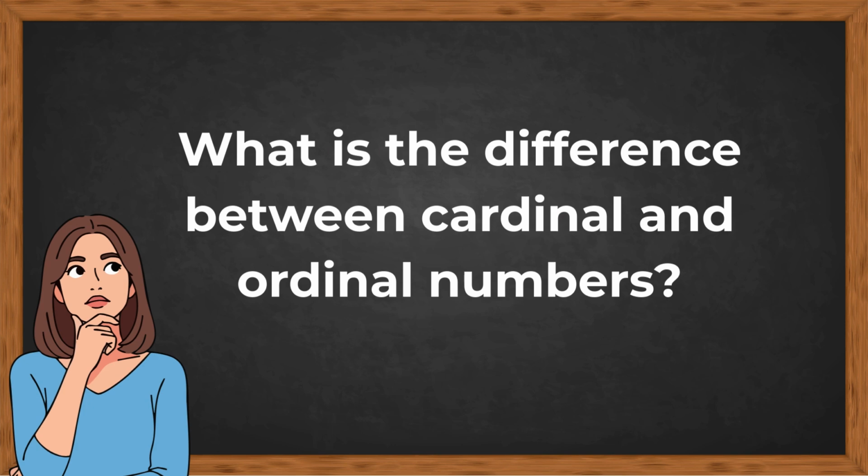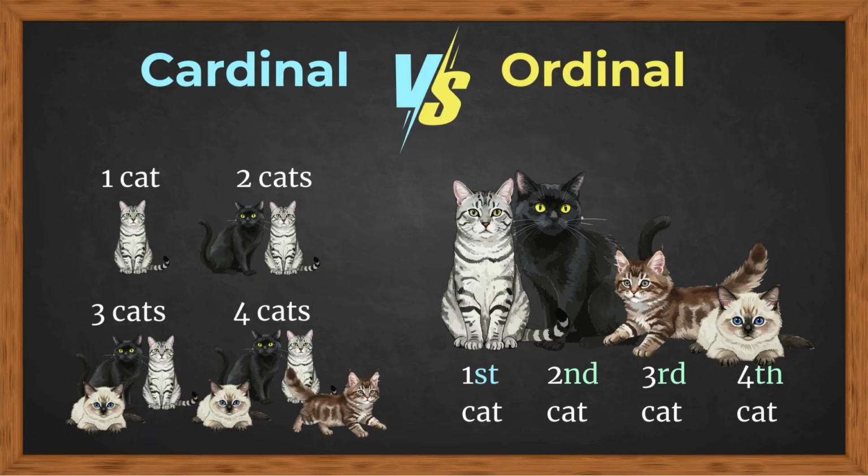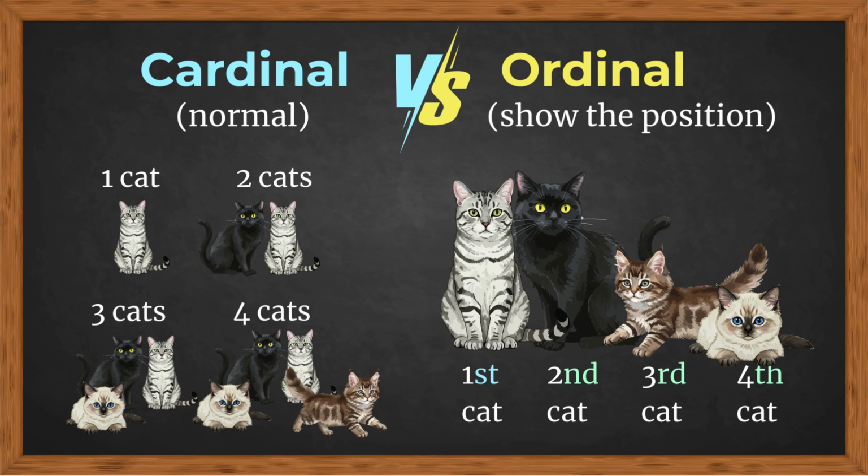But what is the difference between cardinal and ordinal numbers? Cardinal numbers are our normal numbers: 1 cat, 2 cats, 3 cats, 4 cats. Ordinal numbers show the position: 1st cat, 2nd cat, 3rd cat, 4th cat. So, cardinal means how many, and ordinal means which one in order.